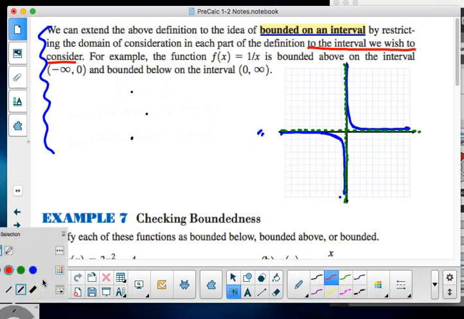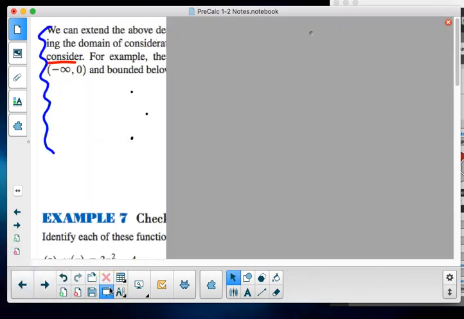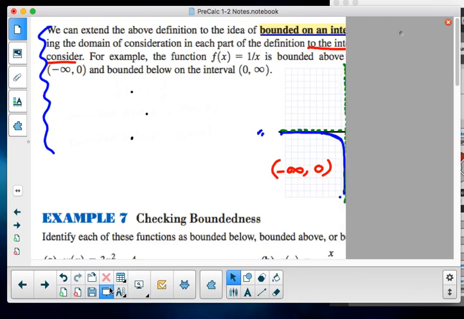Let's use red. If I use this first part, if I say I want to know between negative infinity and 0, let's talk about just that part of the graph. If I was going to do it visually, I should cover up the rest and say that's the axis. Everybody would look at it and say, that looks like it's bounded above. It's got a horizontal asymptote at y equals 0, and that would be true. It's bounded above.